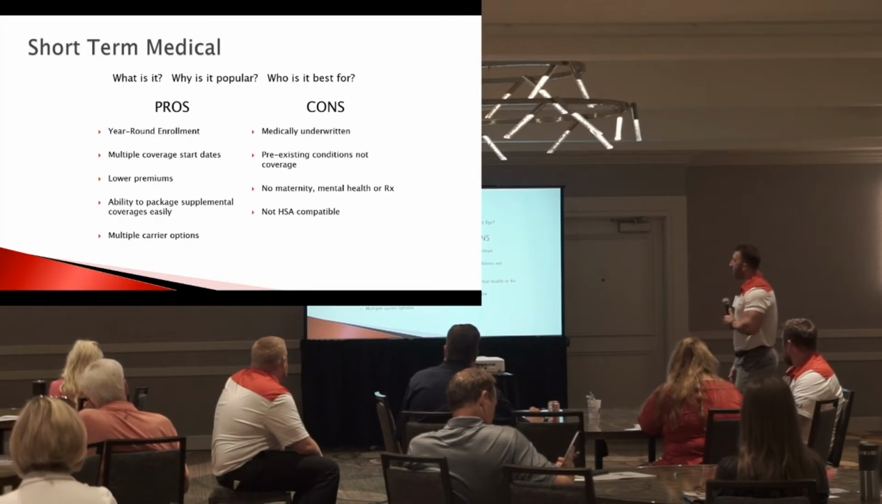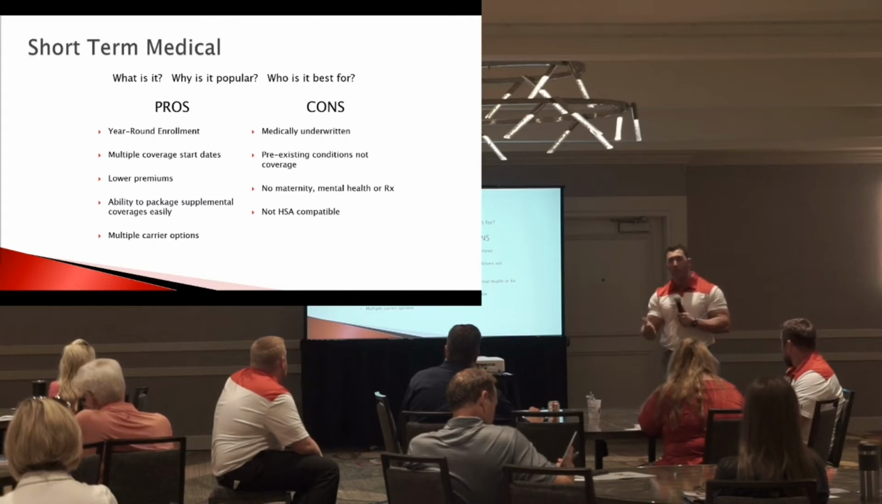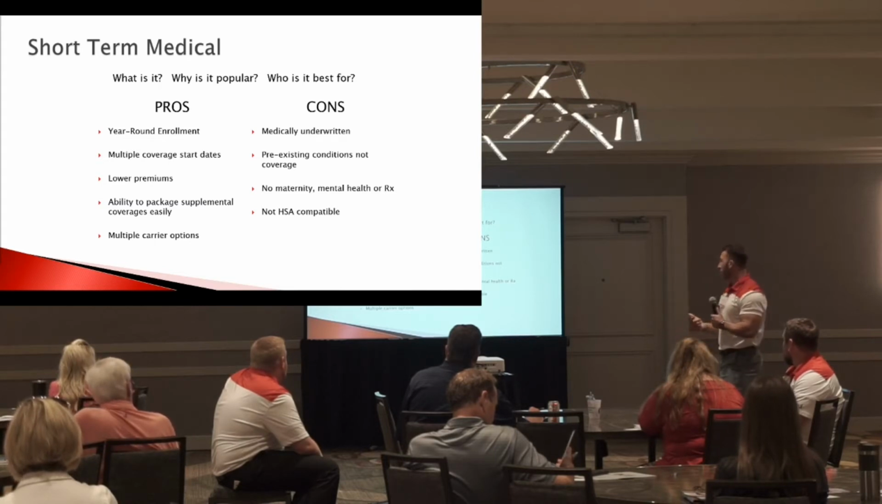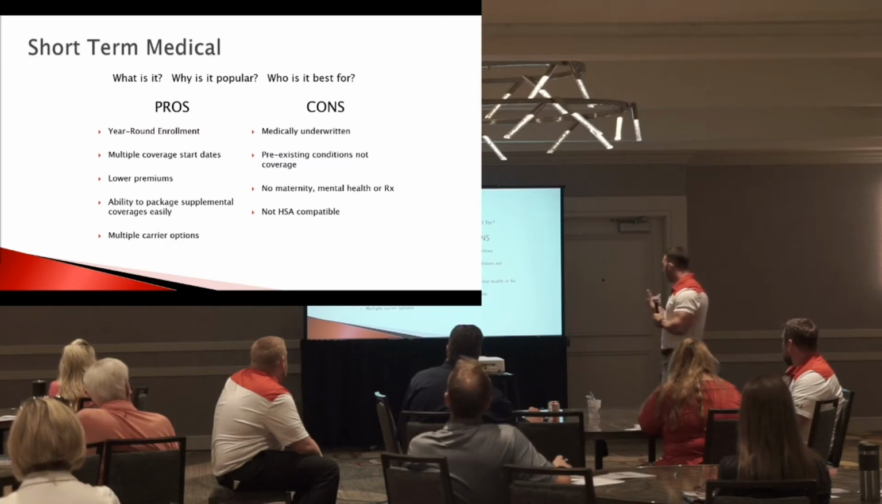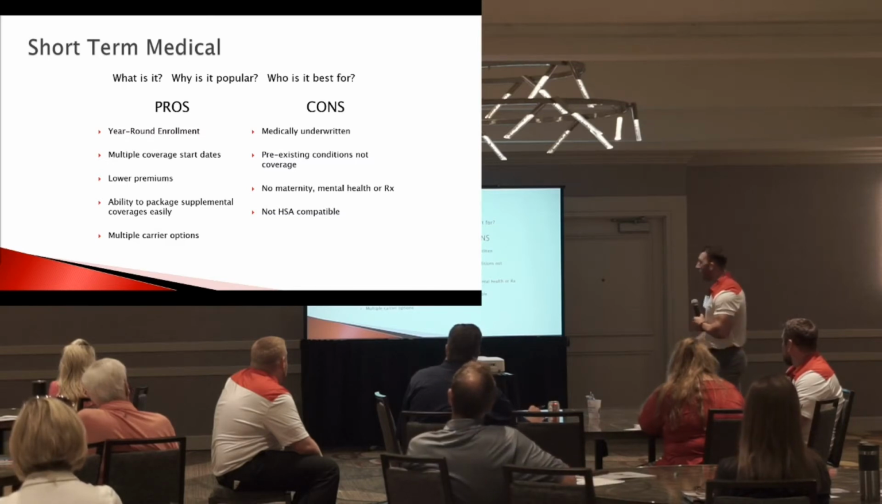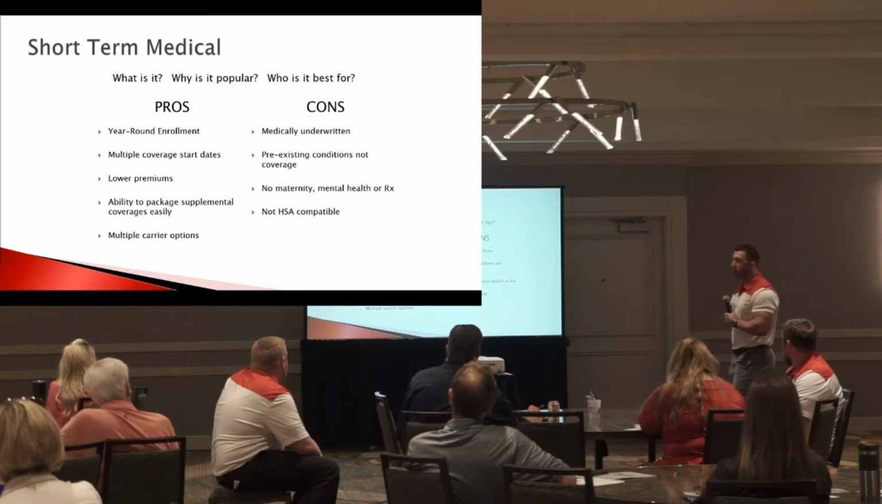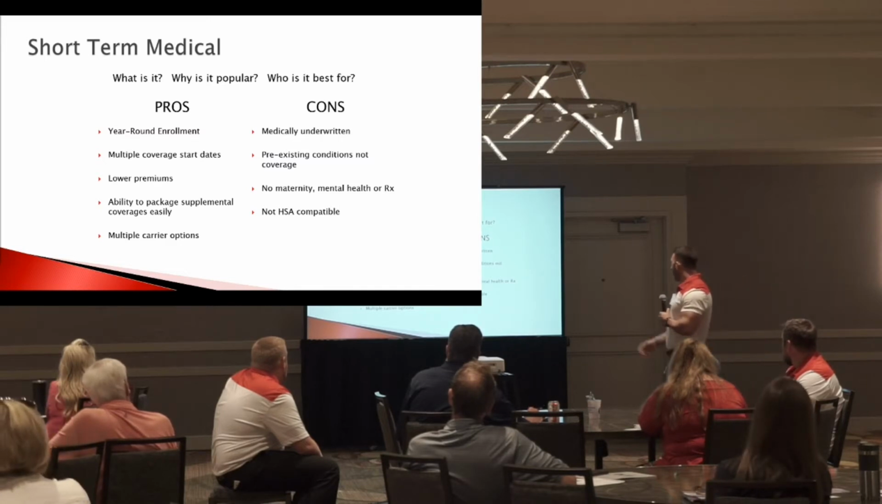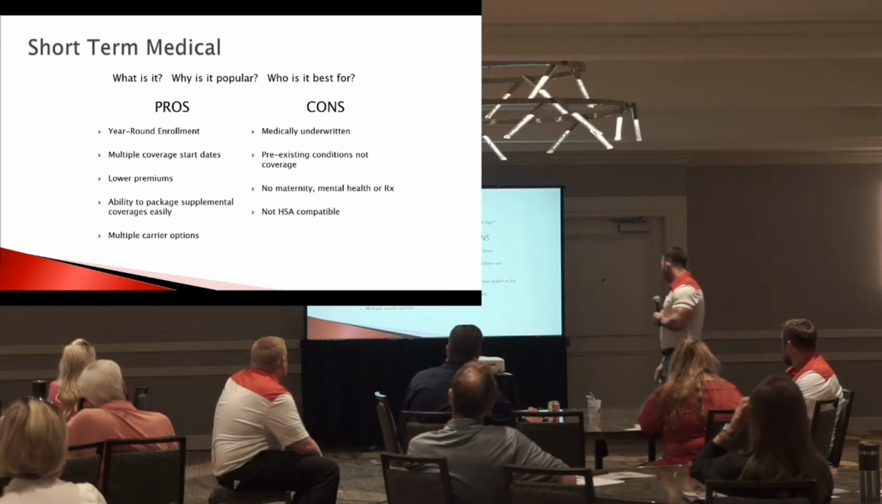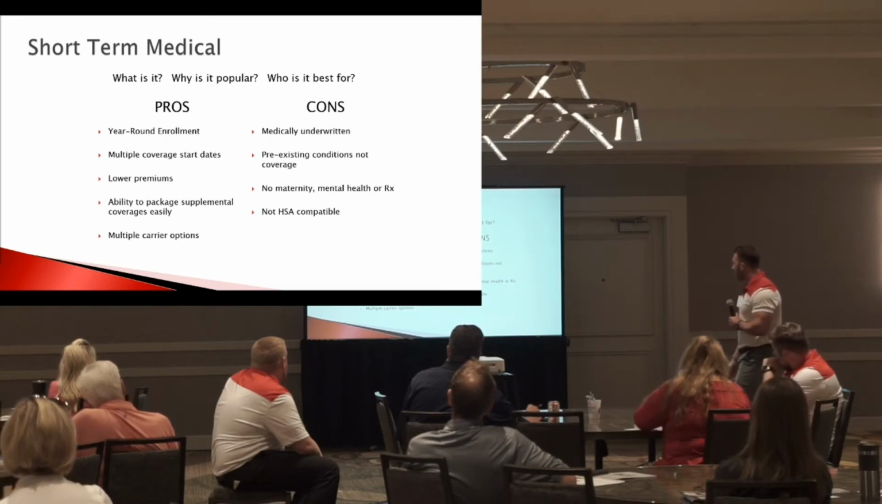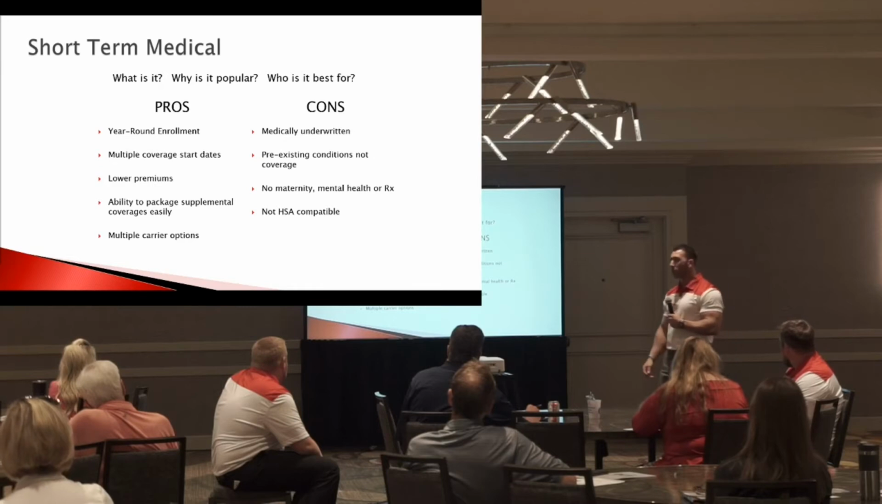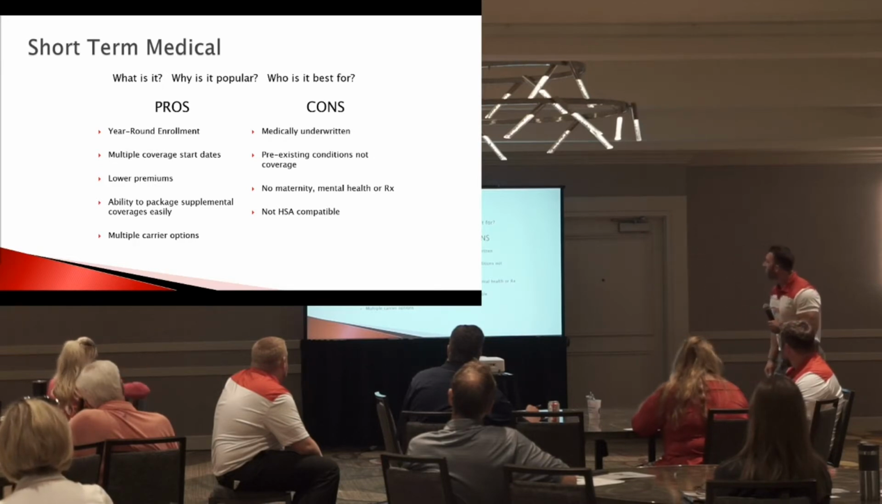Tons of carrier options. Depending on where your client lives, how long a duration they want the plan to be, it's going to kind of determine what carrier we're going to look at. Cons, like we talked about, they're medically underwritten. They don't cover pre-existing conditions, except for some. There's United Healthcare now that does cover some after 12-month waiting periods. No maternity, mental health or RX, and you cannot have an HSA with those. Big thing is also that a lot of them are starting to cover RX, especially generic drugs. So that's not necessarily a con anymore.